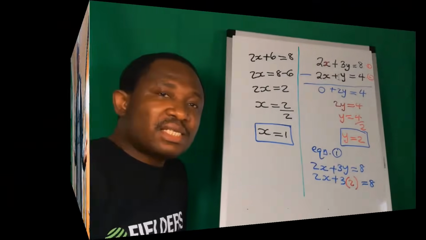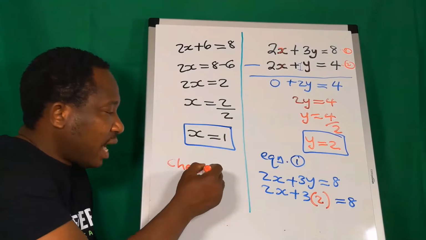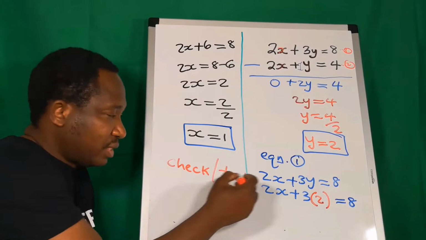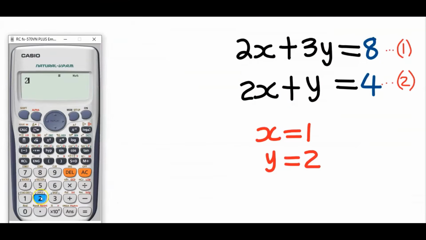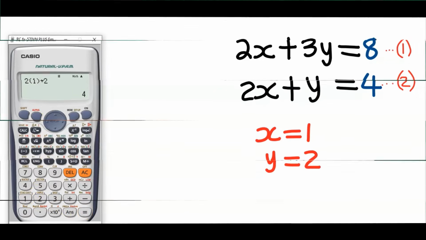How do I know if my answers are correct? The last step is that you should check and test for accuracy. And how are you going to do this? Let's test for equation 1. 2x plus 3y. For x, we're going to put 1. Then for y, we're going to put 2. This gives us 8. Next, for equation 2, we have 2x plus y. For the value of x, we have 1, and this gives us 4.